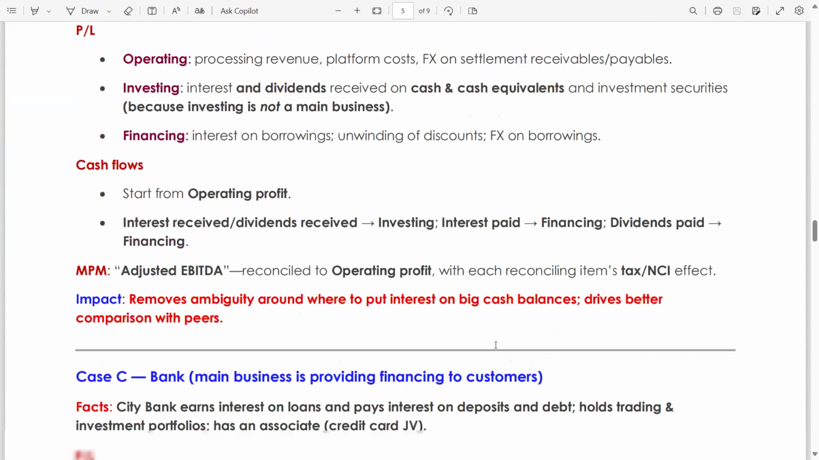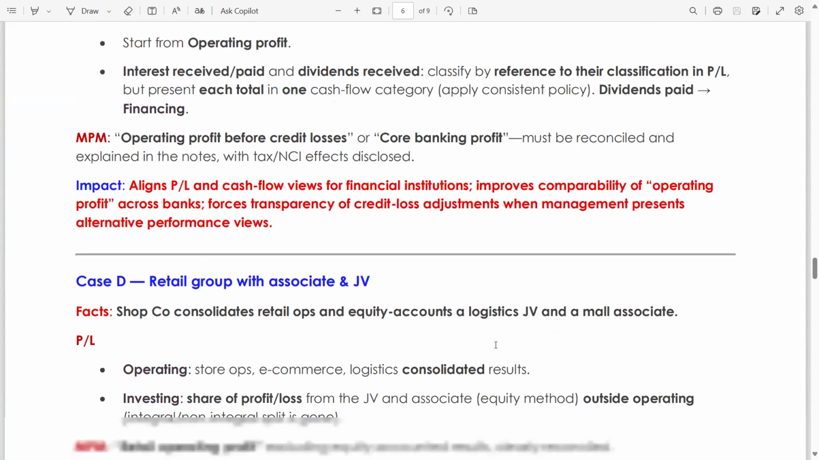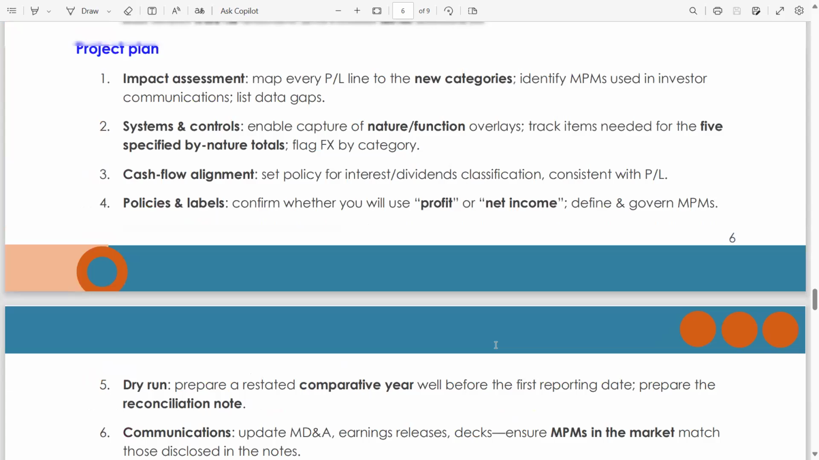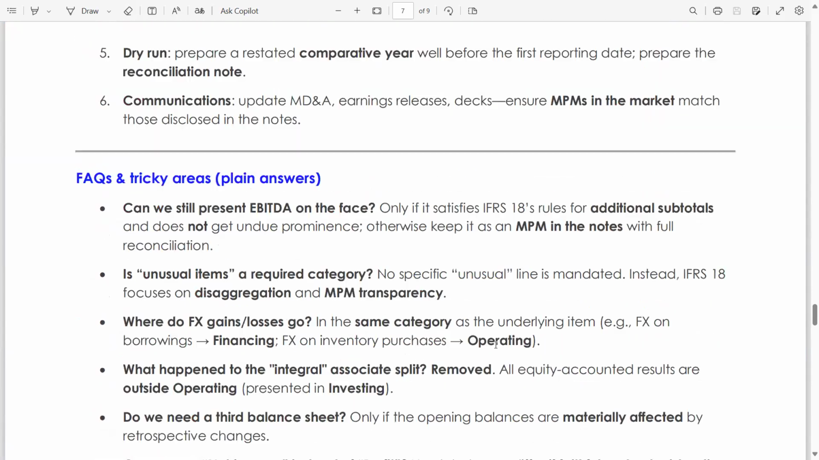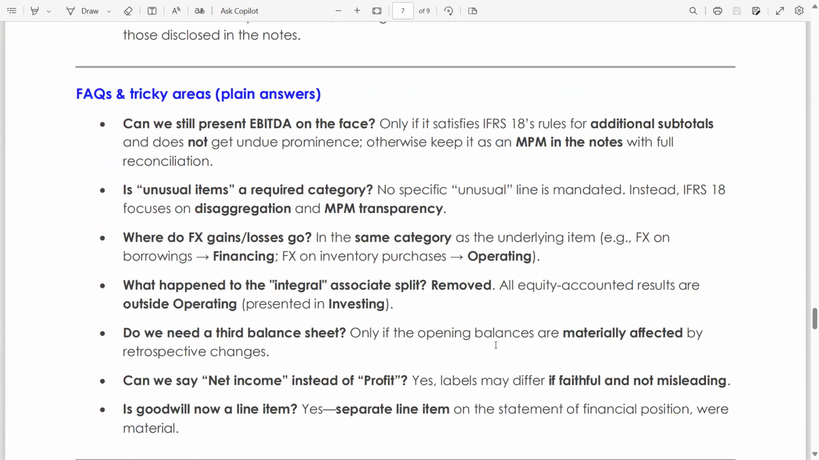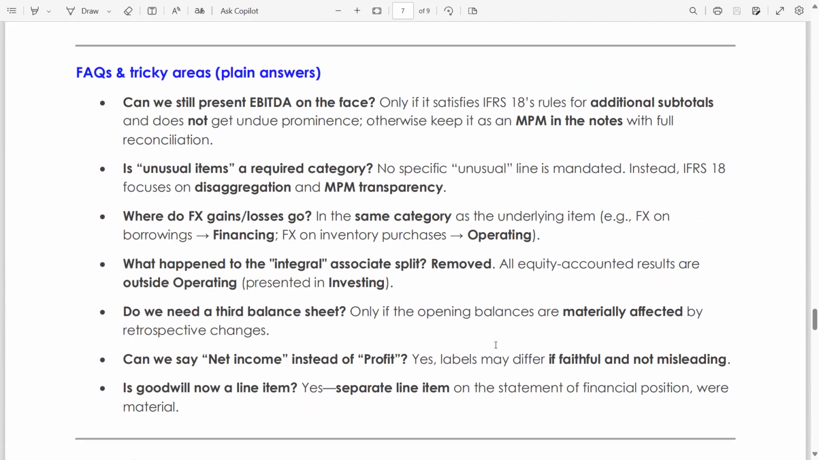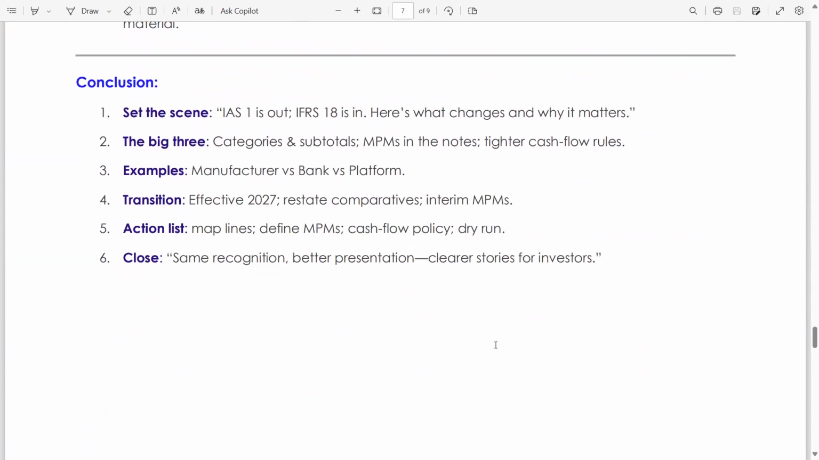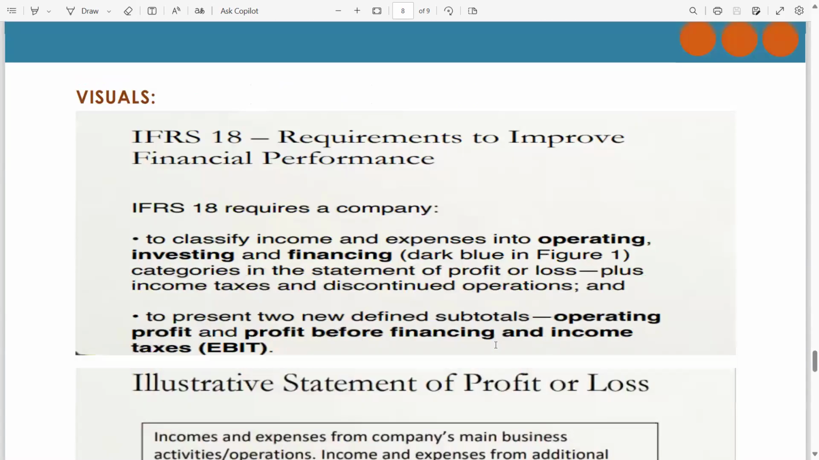Now there are three more cases for your reading. After that, we have an FAQ and tricky areas, like what questions you might have. Maybe you guys have some questions in your mind, so for that you can read it. Now we have a conclusion. Again, we have a visual.